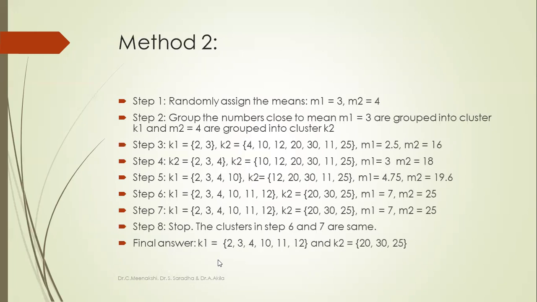Then for the second method, I randomly take M1 as 3 and assign M2 as 4. Now I take K1 with 2 elements and K2 with 2 elements, so the means are 2.5 and 16. I'll take one more element and find the M1 value and M2 value again. Like this, I repeat, and at the last clustering, when adding elements, I find that I'm having the same mean 1 and mean 2. That means there are no more changes. So the clusters are 2, 3, 4, 10, 11, 12 in one cluster, and 20, 35, 30, 25 in the other cluster.